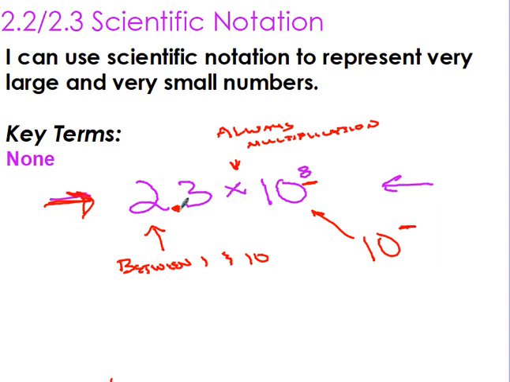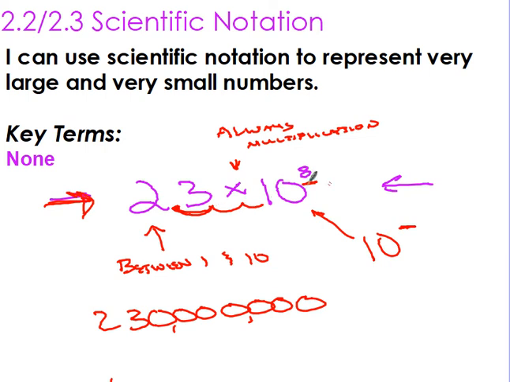So I move my decimal to the right once, and I have 7 more times to go. So that's 1, 2, 3, 4, 5, 6, 7. And that's why I got 230 million. I just move it over 8 times. But when I run out of numbers, we just add zeros.